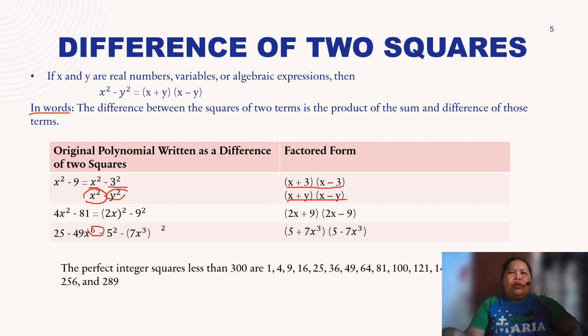So the perfect square integers are 1, 4, 9. These are less than 300.